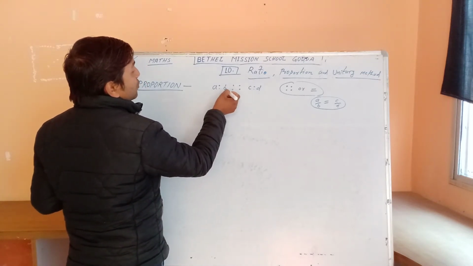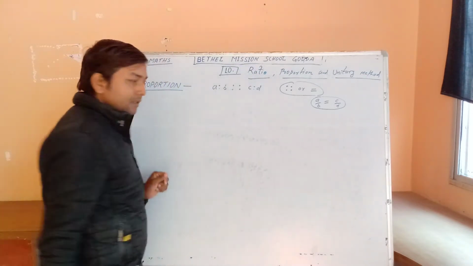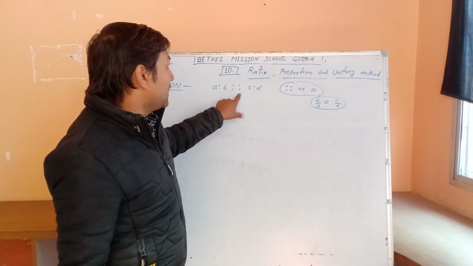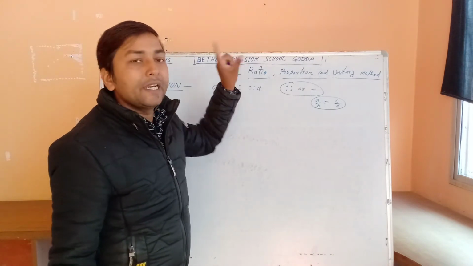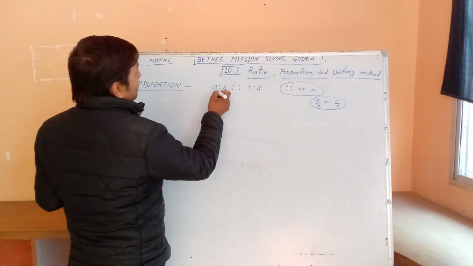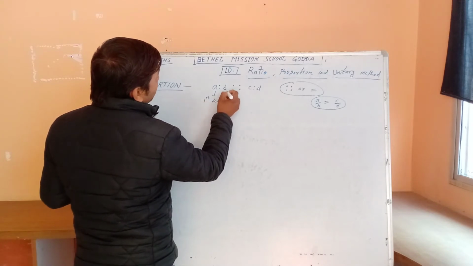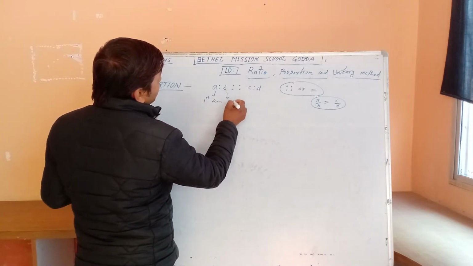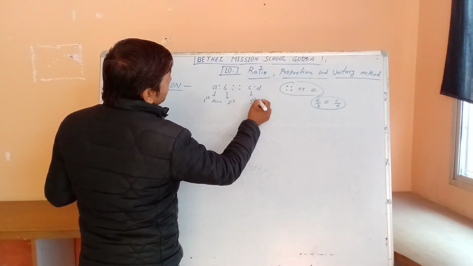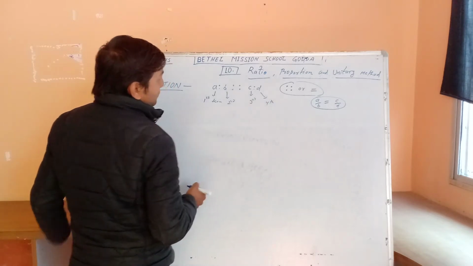A is to B as C is to D. Repeat with me. A is to B as C is to D. Is it clear? Now this A is the first term, this B is the second term, and C represents the third term, and D represents the fourth term.